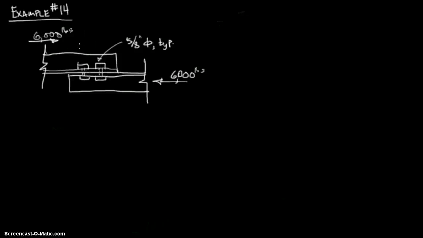We have two 6,000 pound loads, or the load is 6,000 pounds. I won't say again that it's two 6,000 pound loads because it's actually only one 6,000 pound load, but you have to have equal and opposite. So in the end, you're only putting 6,000 pounds between these two. So your P, your load, is 6,000 pounds.